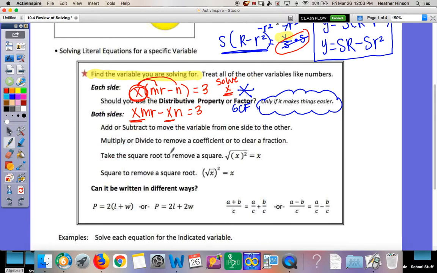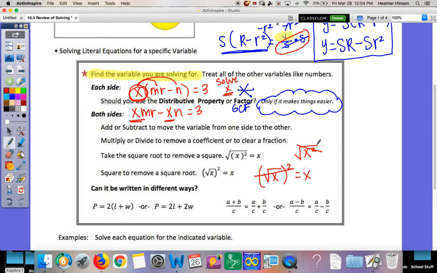Then, should we take the square root to remove a square? If you have x squared, the only way to solve for x is to take the square root. That'll cancel it out, and you have to take the square root of everything. Should we square to remove a square root? Yes, if you have the square root of x and you have to solve for x, the only way to get rid of this square root is to square the entire equation. That'll cancel it out and leave you with x.